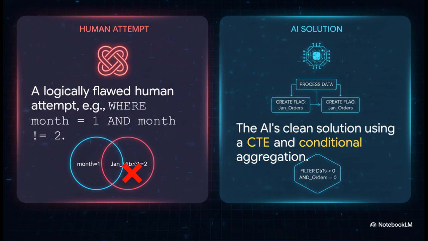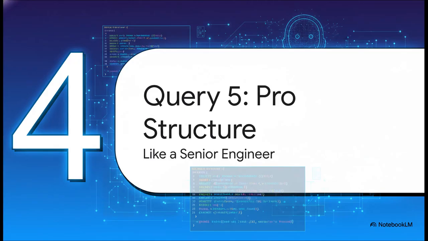The AI, on the other hand, wow. It produces this amazingly clean and scalable solution. It uses a CTE and something called conditional aggregation to create little flags for each month. It counts up the January orders and the February orders for each customer, and then it just filters for the people where January orders are more than 0 and February orders equal 0. It is just brilliant.